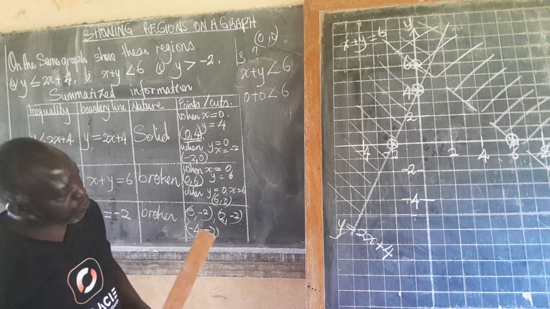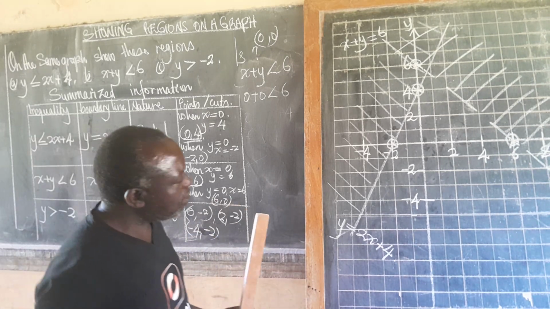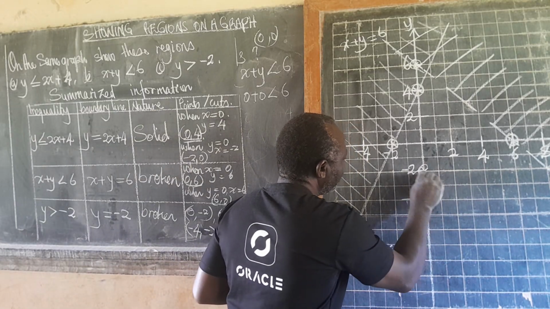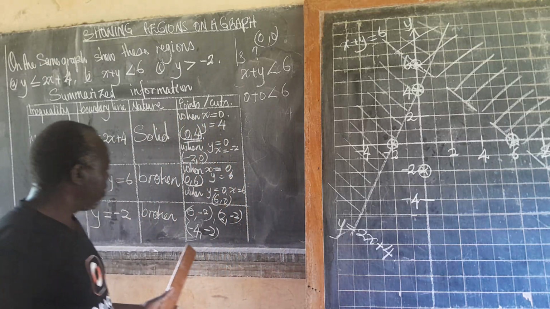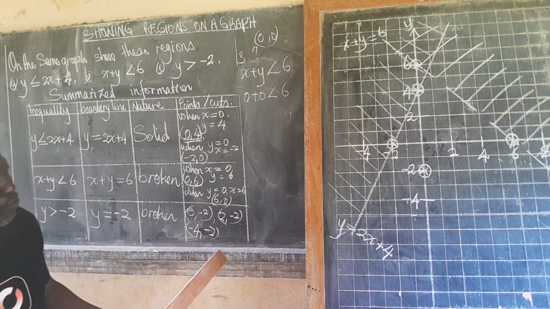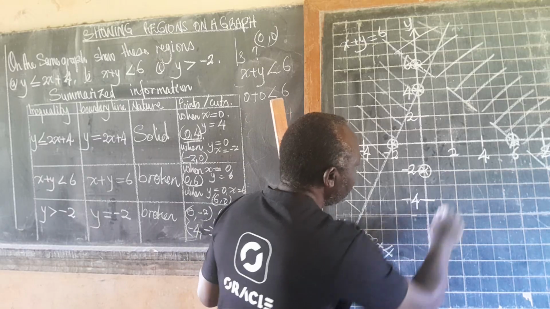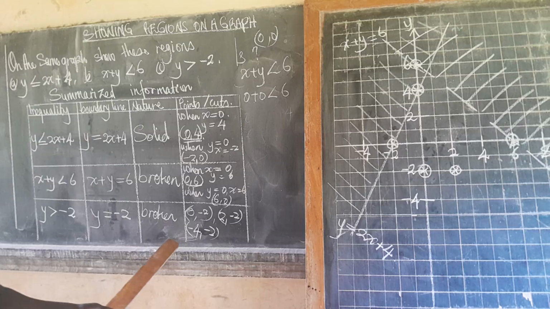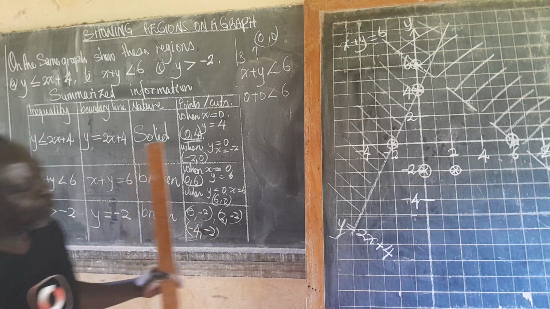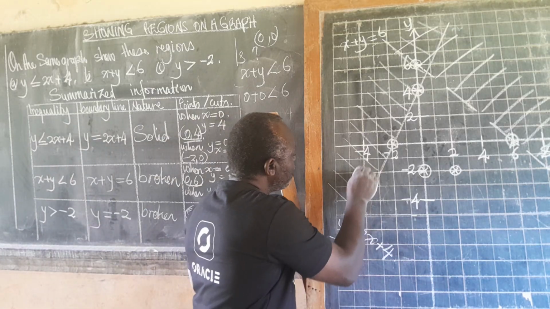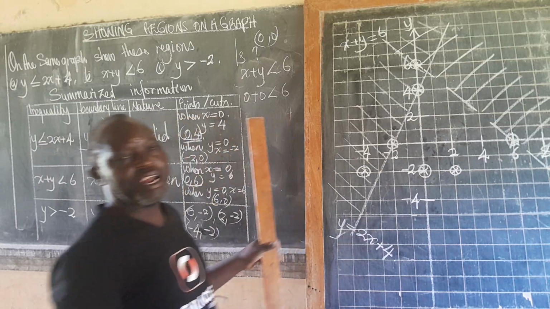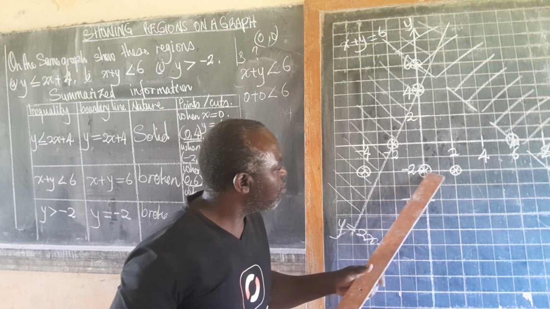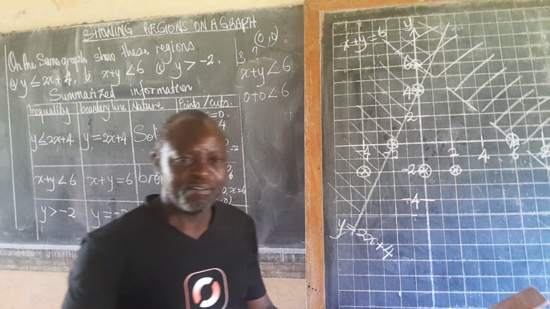0, negative 2. 0, negative 2 is here. Then we have 2, negative 2. 2, negative 2 is here. Then we have negative 4, negative 2. What does this tell us? We are seeing that all these points are lying on this horizontal line.